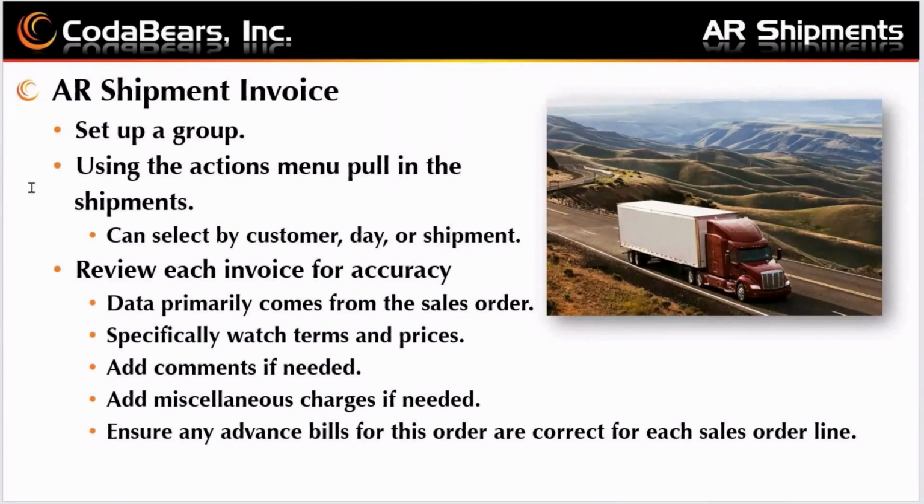So using the actions menu, we're going to pull in the shipments. You can select these shipments if you'd like. You can be picky. You can say, today I only want to invoice customer XYZ and only pull in that shipment. You can pull them all in. If you delete a shipment from your invoicing batch, if you pull them all in, the shipment would still be available for the future. Next, after we pull in the shipments, we're going to review each invoice for accuracy. This is an extremely important step.